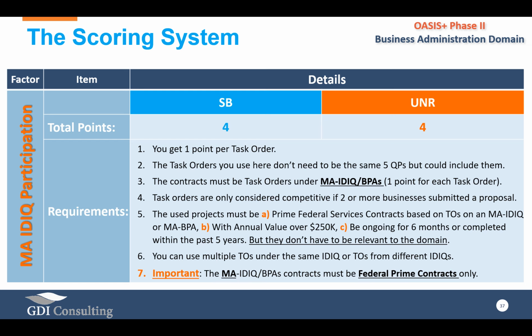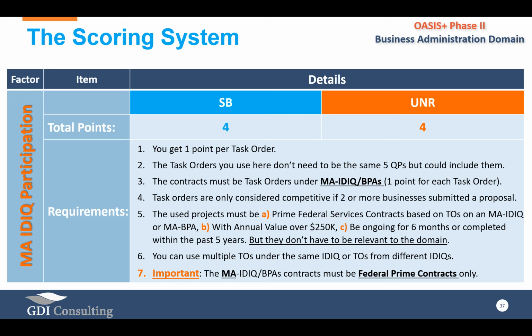Essentially 3 requirements are there. You have to have a prime federal services contract. You are the prime, it's the federal, and it has to be multiple award IDIQ or BPA. The annual value must be over 250, not 500K like QPs, 250, and it's the same for small business and unrestricted. So 250 annual value. And then the recency, the date is similar to QPs. So 6 months of performance if it's ongoing, or completed within the past 5 years if it's finished.